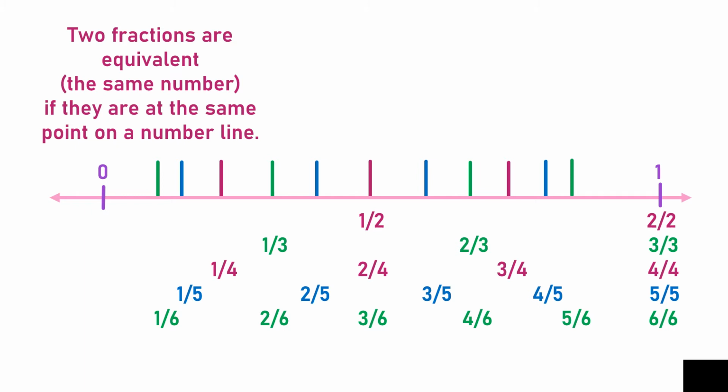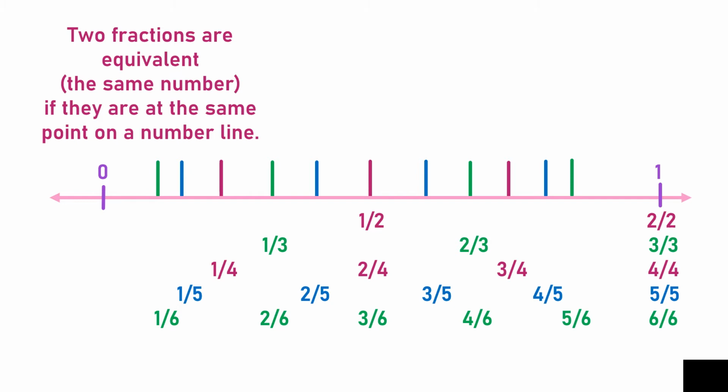How about 3/6? If we have 3 of 6 equal parts, we have 1/2 of the unit. The same is true of 1/3 and 2/6. If we have 2 of 6 equal parts, we have 1/3 of the unit. That means that 1/3 and 2/6 are equivalent fractions. They name the same quantity.